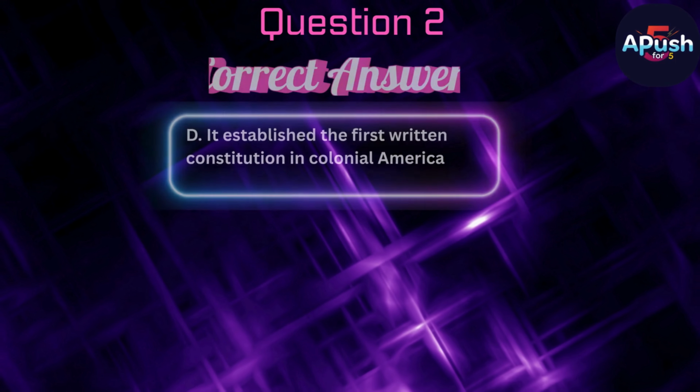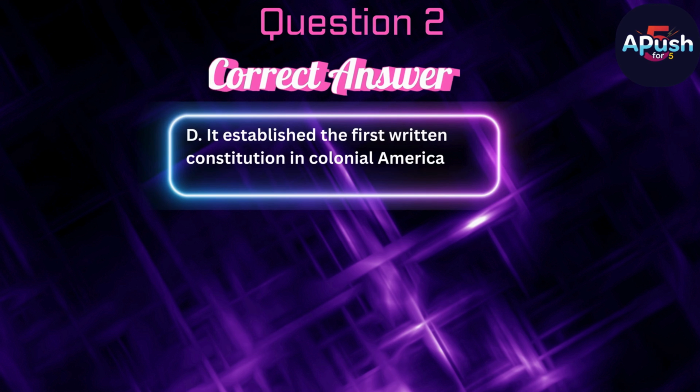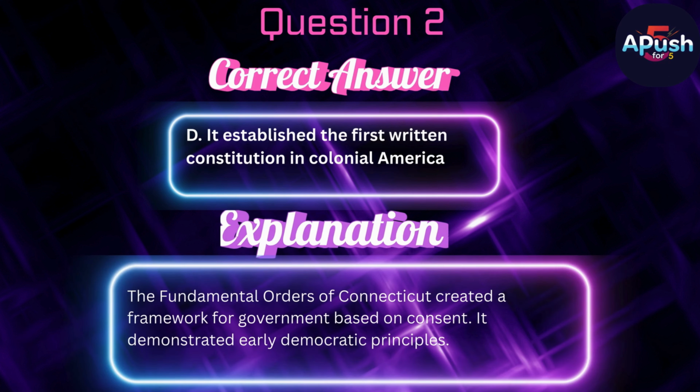The correct answer is D. It established the first written constitution in colonial America. The Fundamental Orders of Connecticut created a framework for government based on consent. It demonstrated early democratic principles.